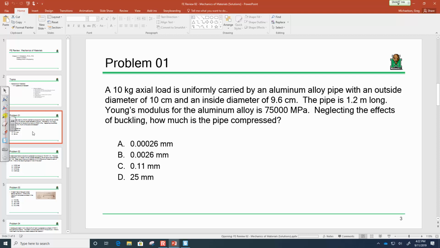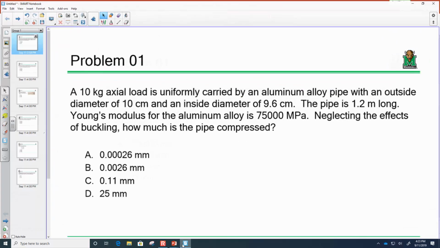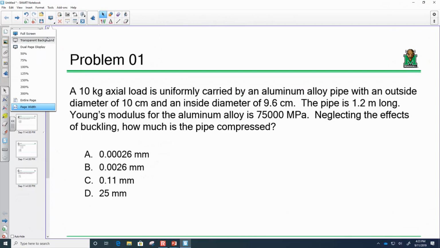Now, right off the bat, one of the things that's probably going to give us a hiccup is just the unit conversions, because you can see choice A and B are very, very similar. What I'm going to do is pull up my notebook.